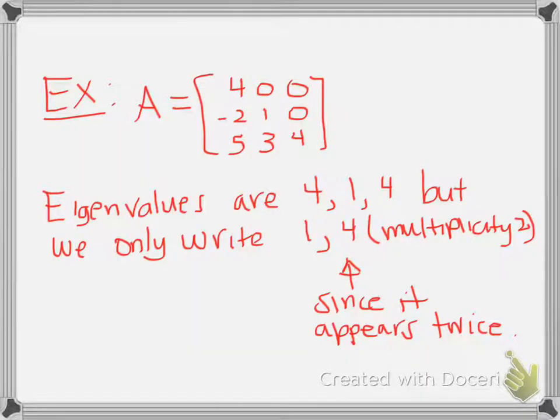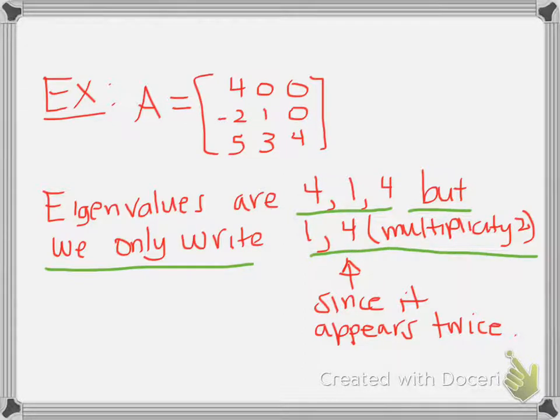Okay. And here's just another example. So again, this is a lower triangular matrix. So eigenvalues are 4, 1, and 4 if we look along the diagonal. But this is just something to note in terms of notation, we only write 1, 4 with multiplicity 2 since it appears twice. So we don't have to write 4 twice. We just say 4 has a multiplicity of 2.